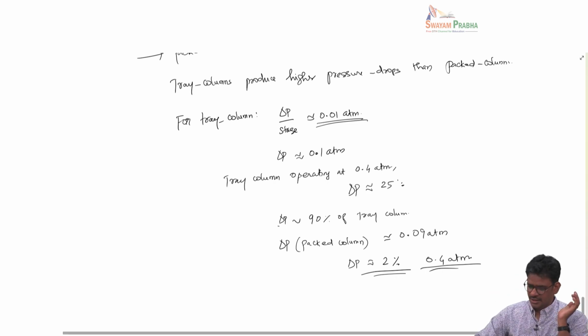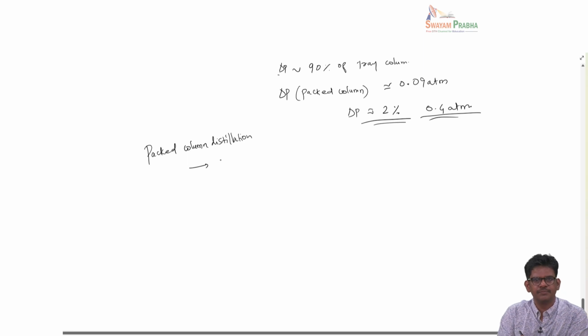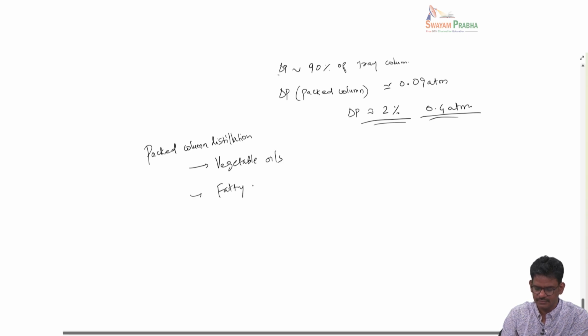Okay, and if you look at literature, you see that packed column distillation is often used in products like vegetable oils, fatty acids, and perfumes. Perfumes are nothing but esters, fragrant esters. So with this, let us talk about the design principle of packed column.